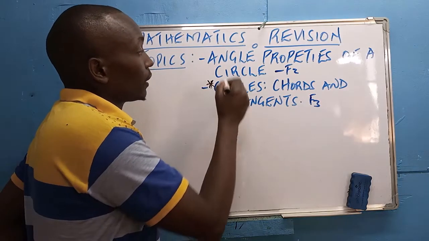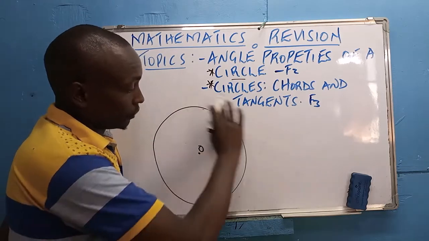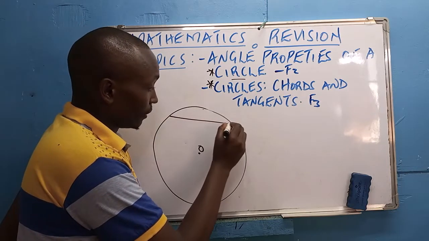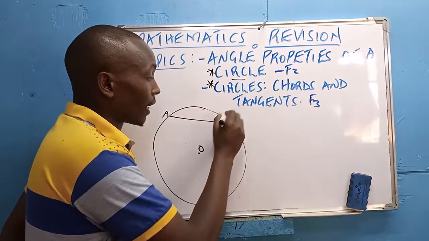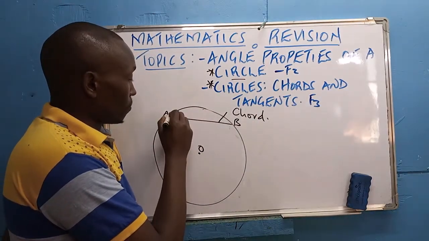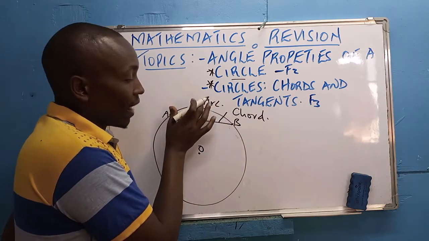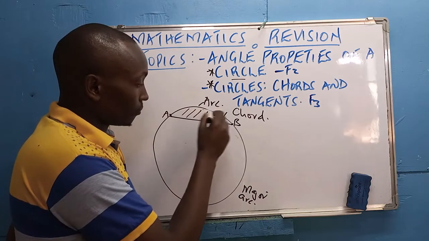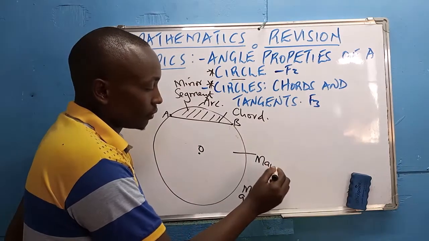Both of these topics are talking about a circle. So if I have a circle, the boundary is basically the circumference. If I have a line starting from a point A to another point B on the circumference, that line is called a chord. The distance along the circumference is called an arc. This is the minor arc, and of course we have the major arc. This area is called the minor segment, and this of course the major segment.